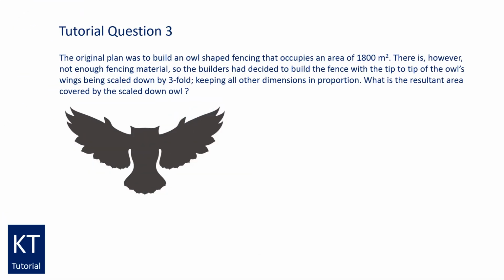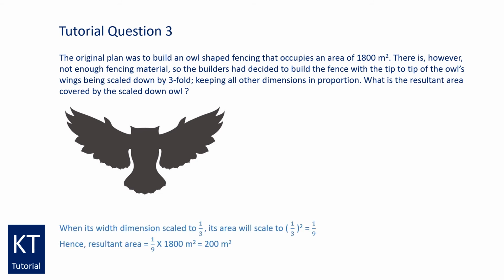Tutorial question 3. The original plan was to build an owl-shaped fencing that occupies an area of 1800 meters square. There is, however, not enough fencing material. So, the builders had decided to build a fence with the tip to tip of the owl's wings being scaled down by threefold, keeping all other dimensions in proportion. What is the resultant area covered by the scaled down owl?